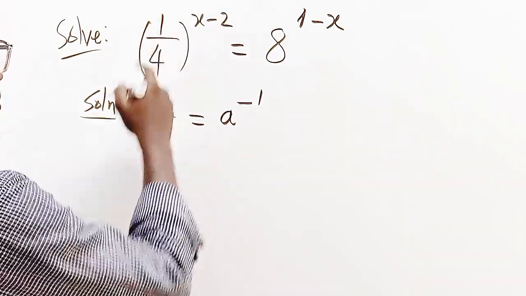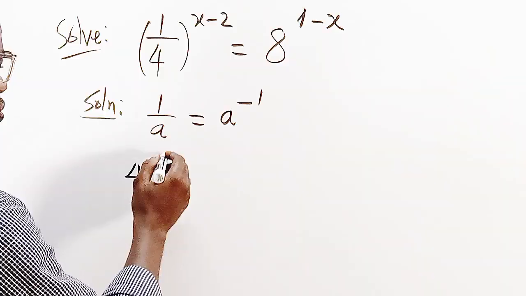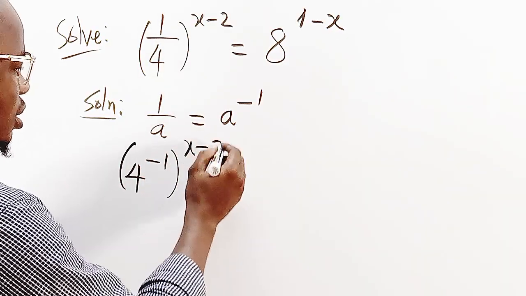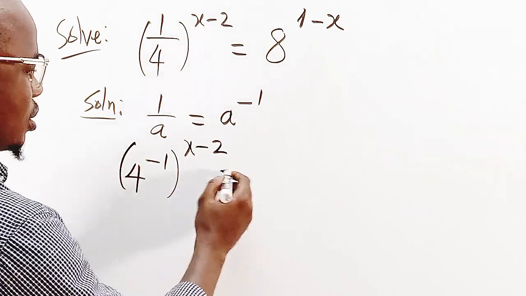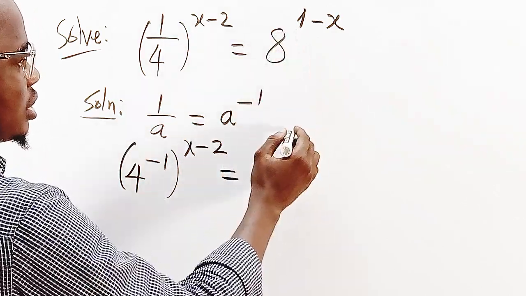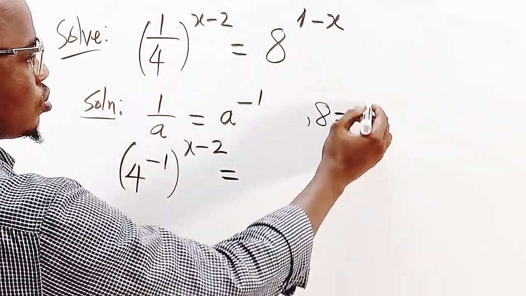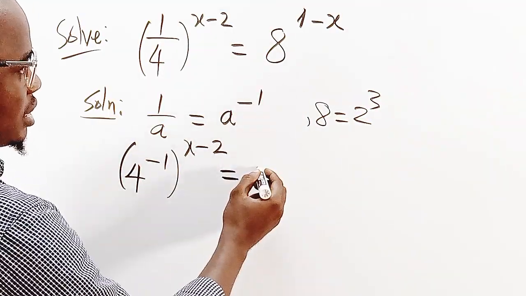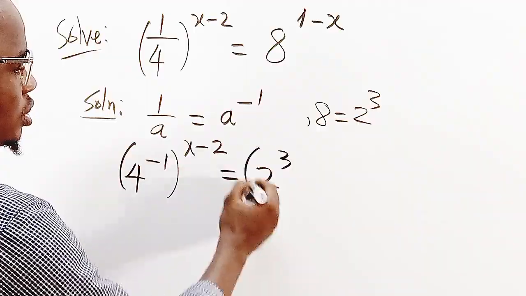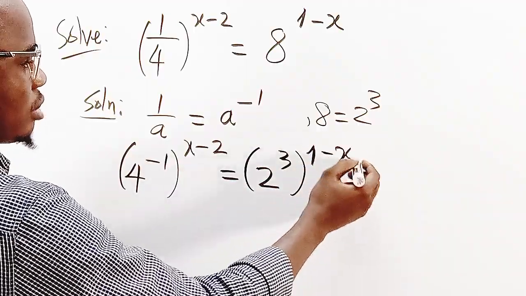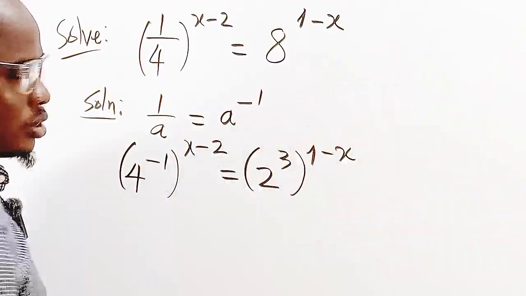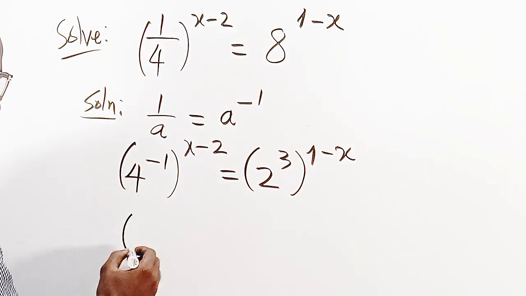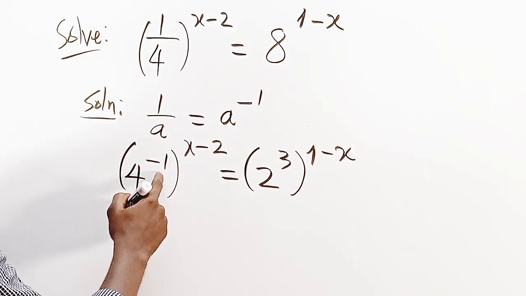Therefore, this 1 over 4 can be 4 to the power of minus 1, using this rule, to the power of x take away 2, then equal to... looking at this, 8 is the same thing as 2 to the power of 3. So we rewrite this 8 as 2 to the power of 3, then to the power of 1 minus x. Understood?